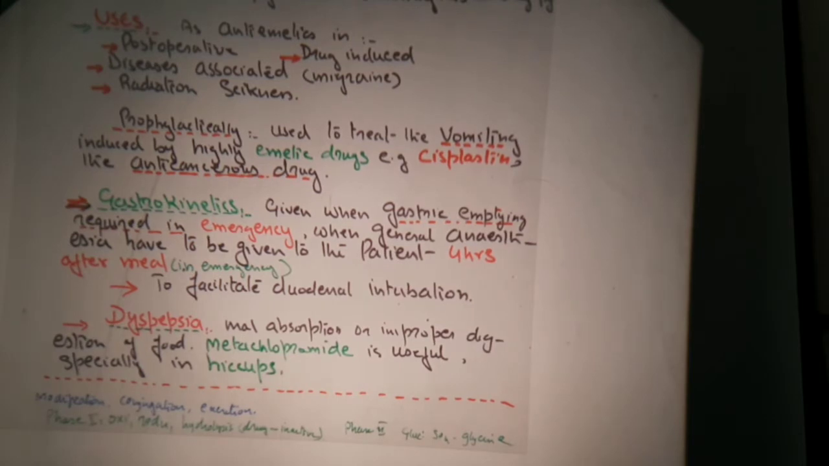Now, again, gastrokinetics. What do we mean by gastrokinetics? These are the drugs given when gastric emptying is required in an emergency. What is the difference between prokinetic and gastrokinetic? We have discussed that prokinetics are drugs that hurry the propulsion of movement of the intestine, or cause immediate emptying of the stomach. Whereas gastrokinetics are those used when gastric emptying is required in case of emergency.